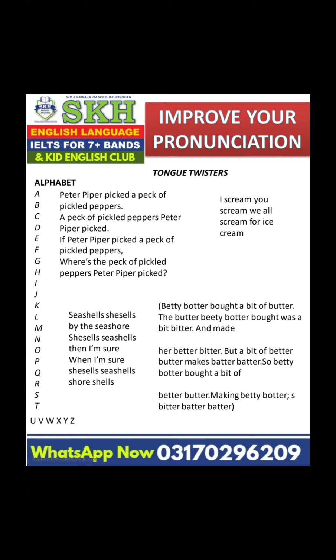Seashells, she sells by the seashore. She sells seashells, and I'm sure she sells seashells, short shells. Betty Butter bought a bitter bit of butter. The butter Betty bought was a bit bitter and made her batter bitter. But a bit of better butter makes the batter better. So Betty Butter bought a bit of better butter, making the batter better.